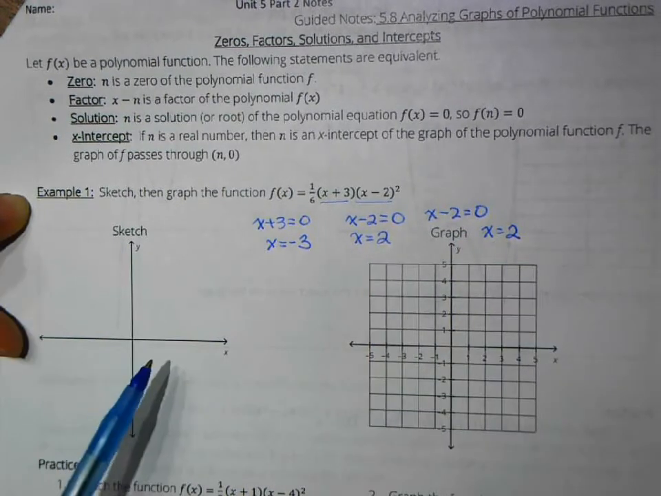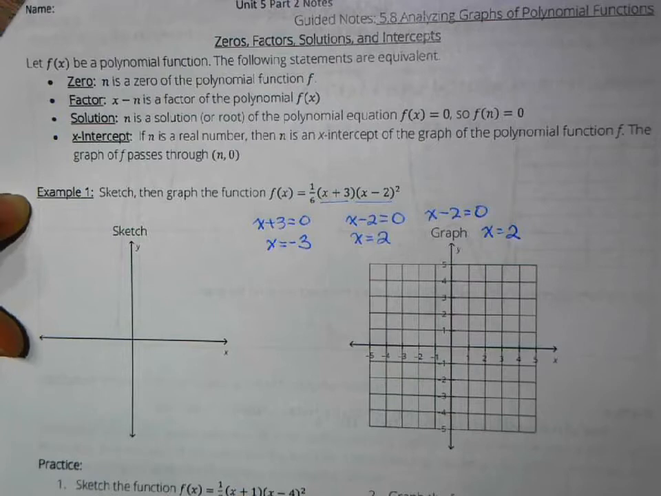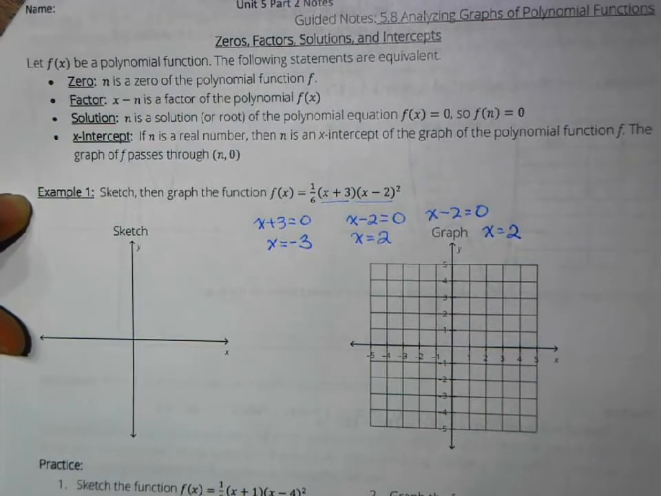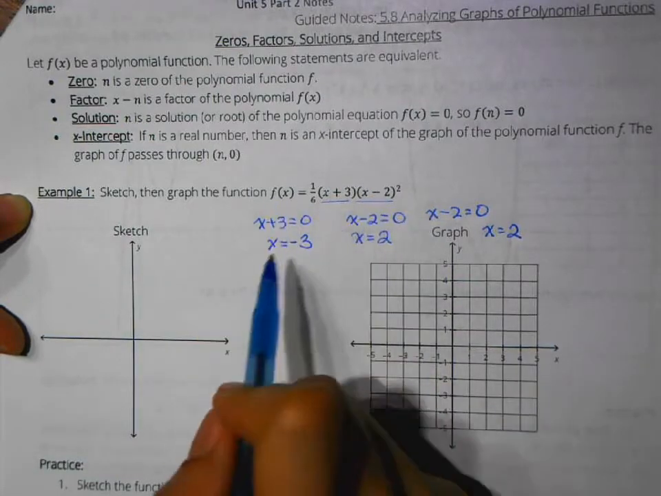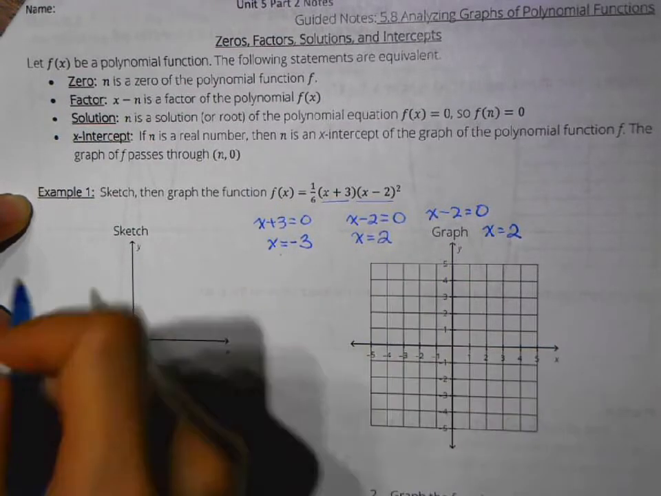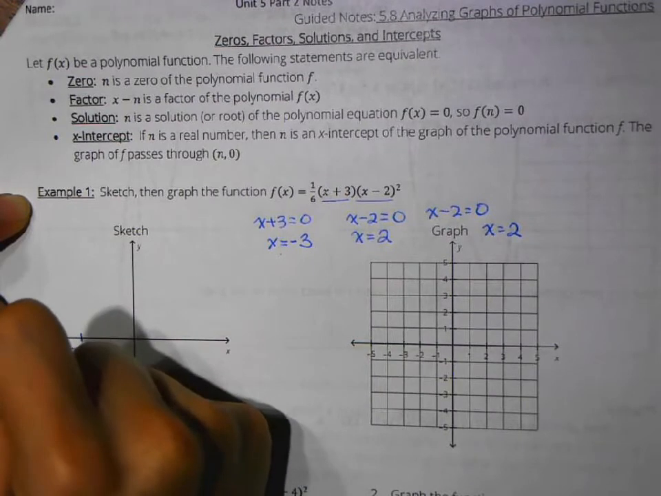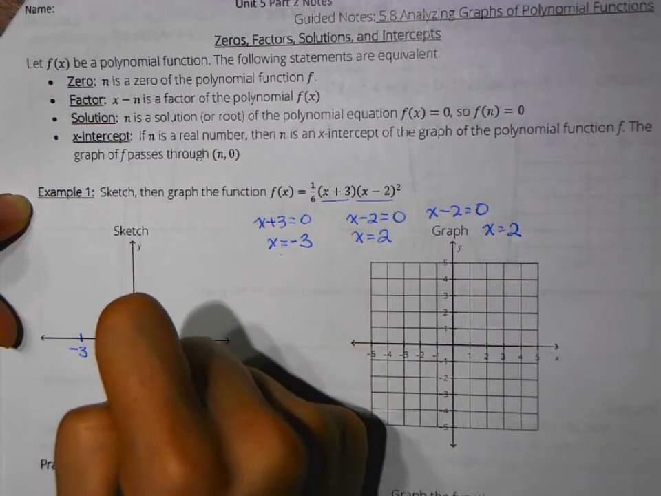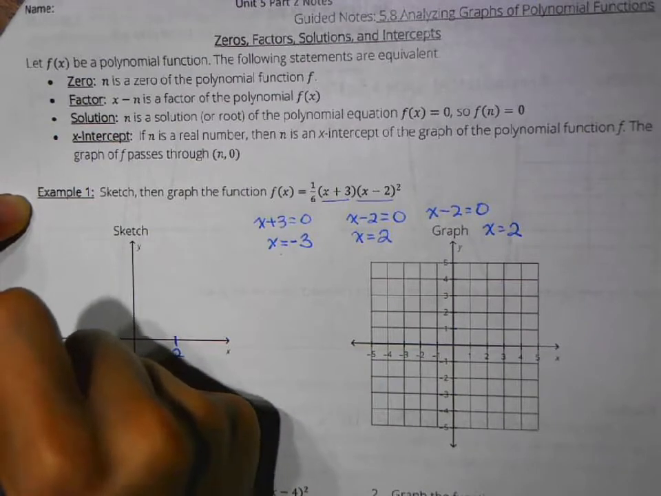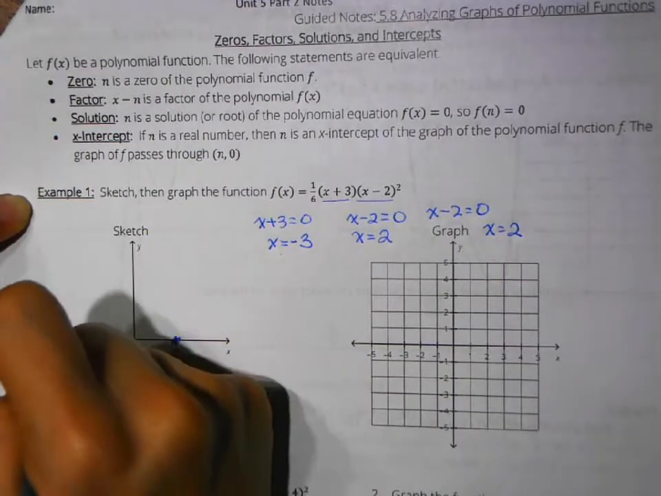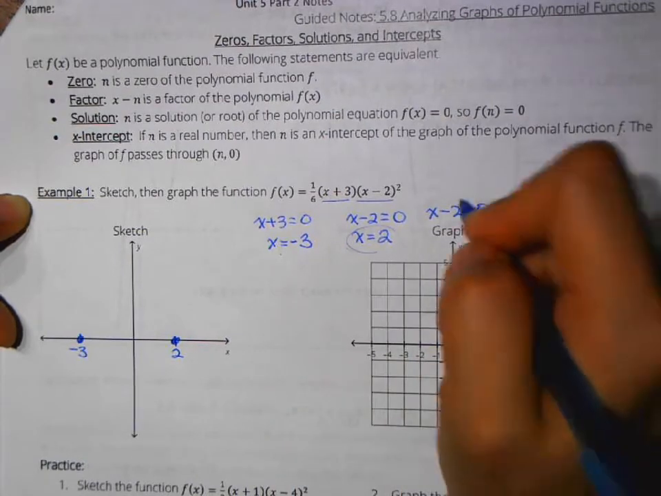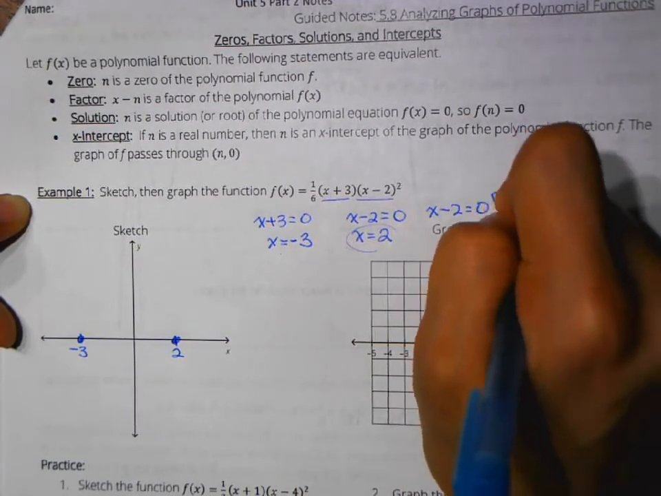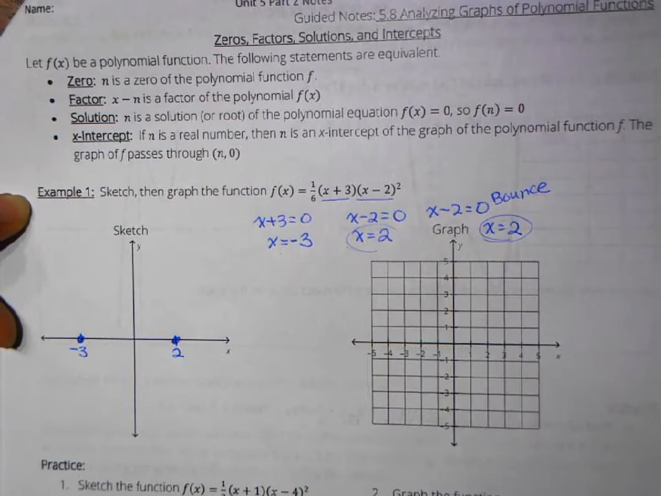And when I'm sketching this, there are a couple of things that I need to know. 1, I need to know where my zeros are. Those are my solutions to this factor, which are at negative 3 and 2. I'm going to do a quick sketch, negative 3, 2. I know that the graph passes through those. And because there are 2 factors of x equals 2, I know the graph bounces at the 2.